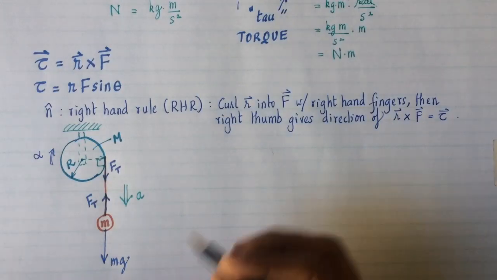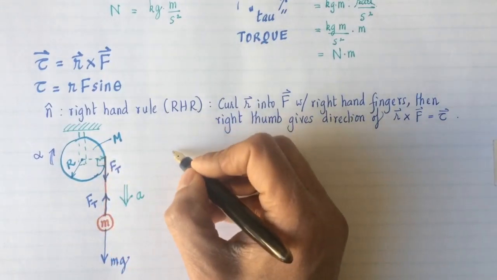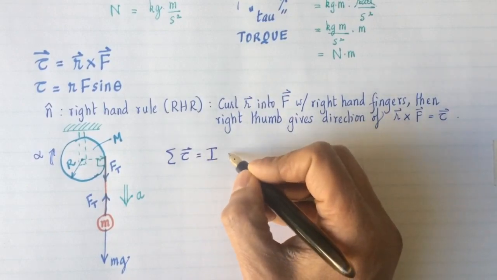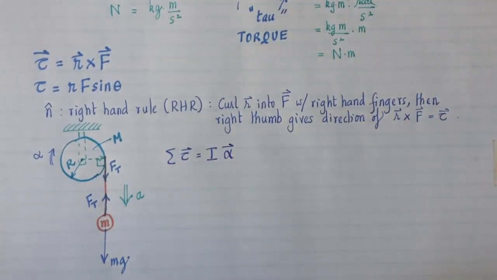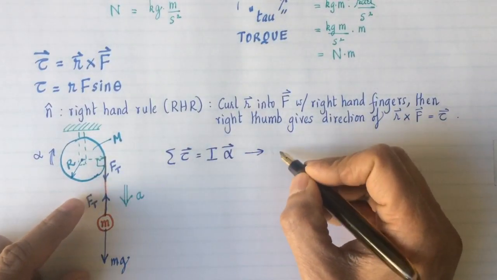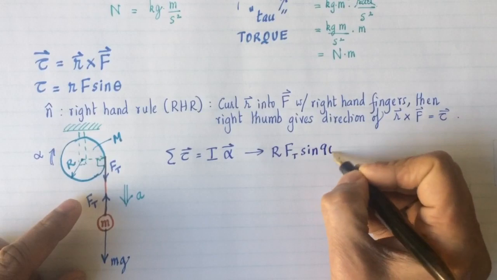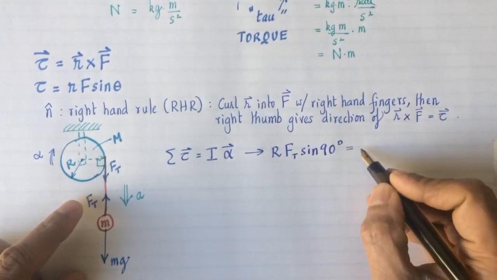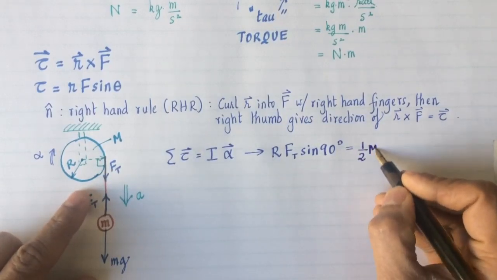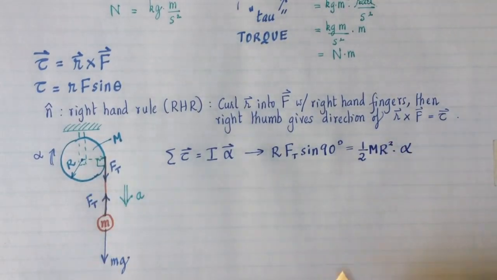So let's write the equations corresponding to these free body diagrams. Let's do the torque one first. The sum of all the torques is equal to the moment of inertia of the pulley times alpha. Now, like I've already said, I'm not going to worry about the signs, so I'll just look at the magnitude. The magnitude of the torque is just going to be R times Ft times sine 90 degrees, which is equal to the moment of inertia of this pulley, which is a disk. So it's going to be 1/2 MR squared times alpha. So that's a great equation to have.